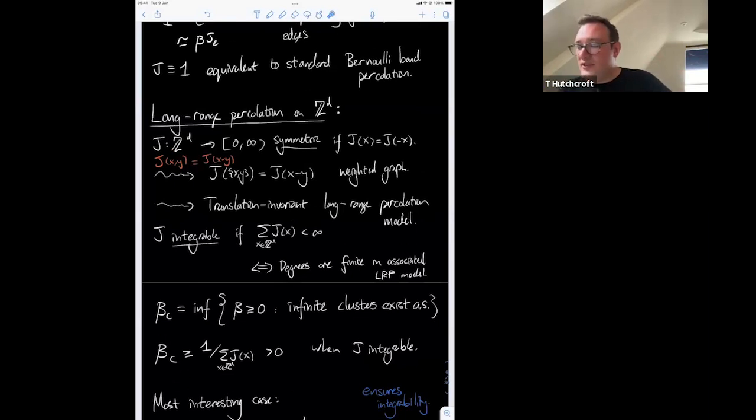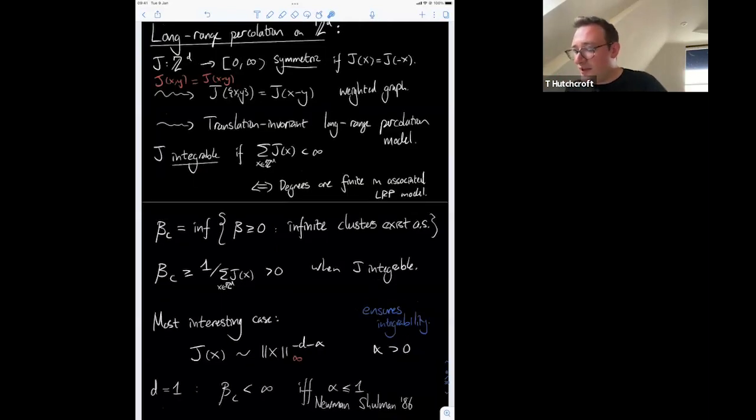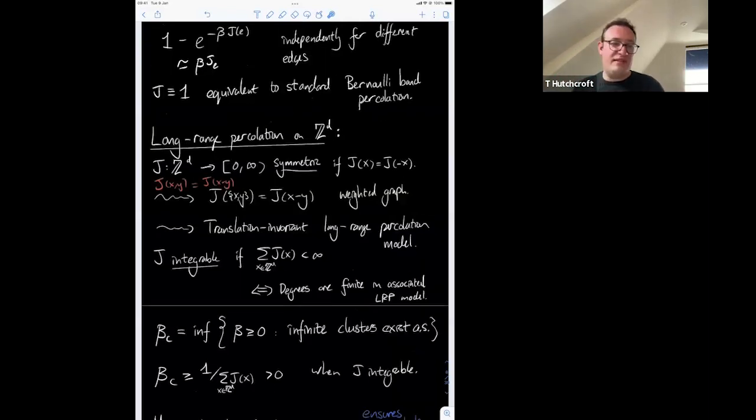Usually we're most interested in the case that j decays like a power of the distance. This is the most interesting case for many things, where you get something that can really be different from the nearest neighbor model. We'll always think about the integrable case, which just means the expected number of open edges coming out of each vertex is finite. If you don't have that, the model can still be interesting, but you don't get a phase transition. You always have infinite clusters, so it's less interesting.